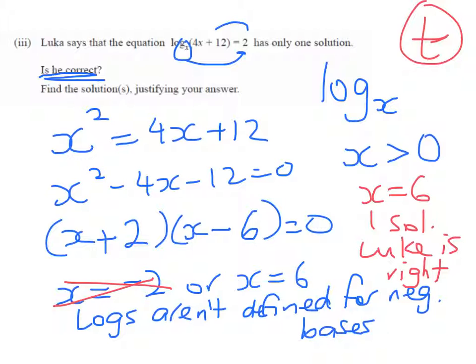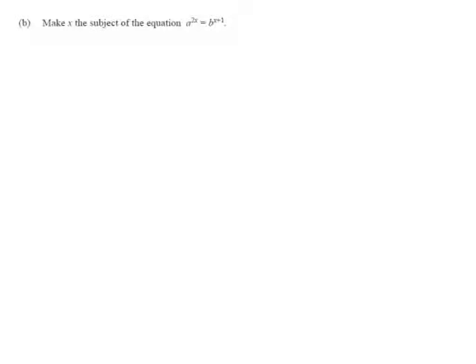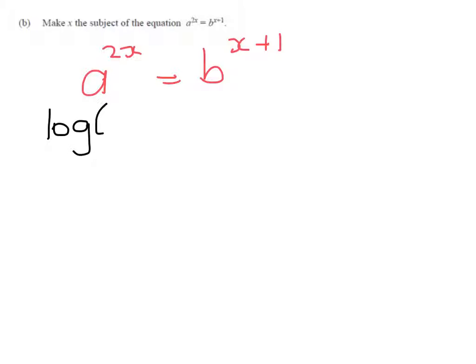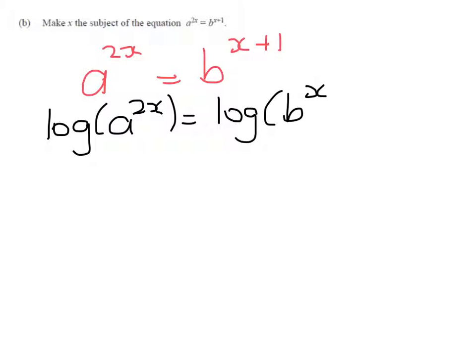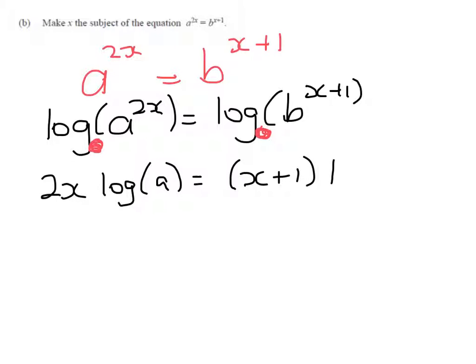Right, and the next question is also an excellence question. Right, make x the subject of this. So a to the power of 2x equals b to the power of x plus 1. Now, don't really like those x's being up in the power, so we will start by taking logs of both sides. So the log of a to the 2x equals the log of b to the power of x plus 1. Notice that I haven't put in a base here or here. It doesn't matter what the base is as long as it's the same one. Okay. So, using my log rules, I have 2x log a equals x plus 1 log b.